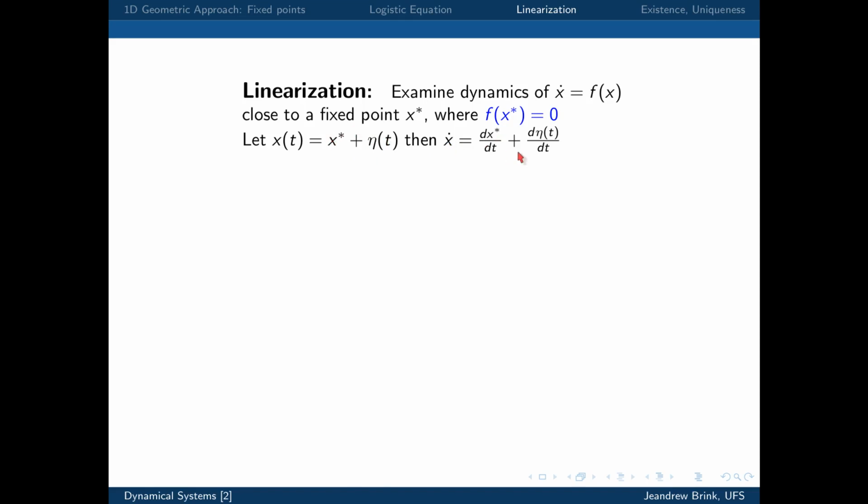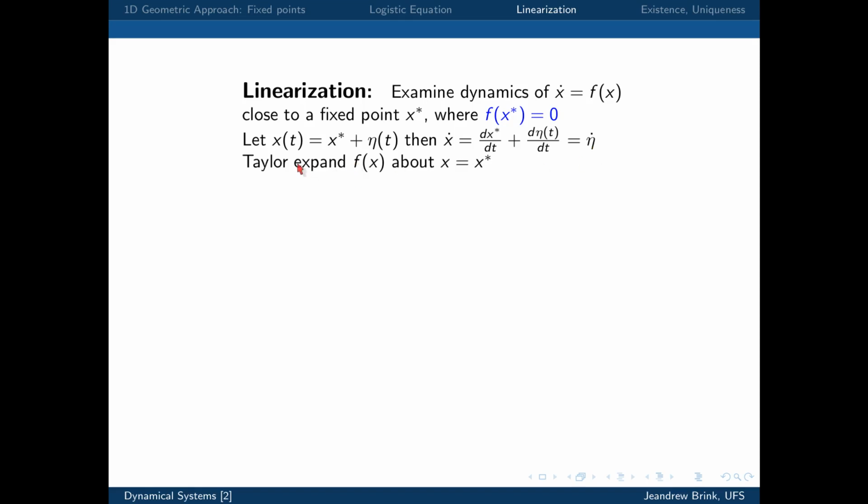So it's d/dt of x star, but x star is a constant, so that's going to be 0, plus d/dt of eta of t. Okay, so that simply equals eta dot, right? So x dot is simply equal to the velocity of your deviation.